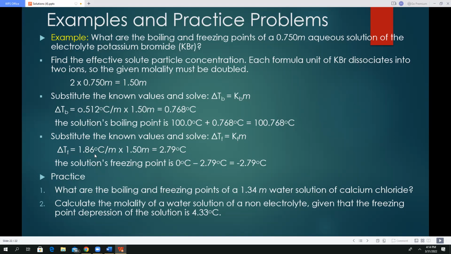That's what it is. You divide it by the factor, which is 1.86. So the negative 4.33 divided by that, which is negative, but you only know it's negative because it's a depression. And then the answer is going to be 2.33 molal. And that's it. All right.